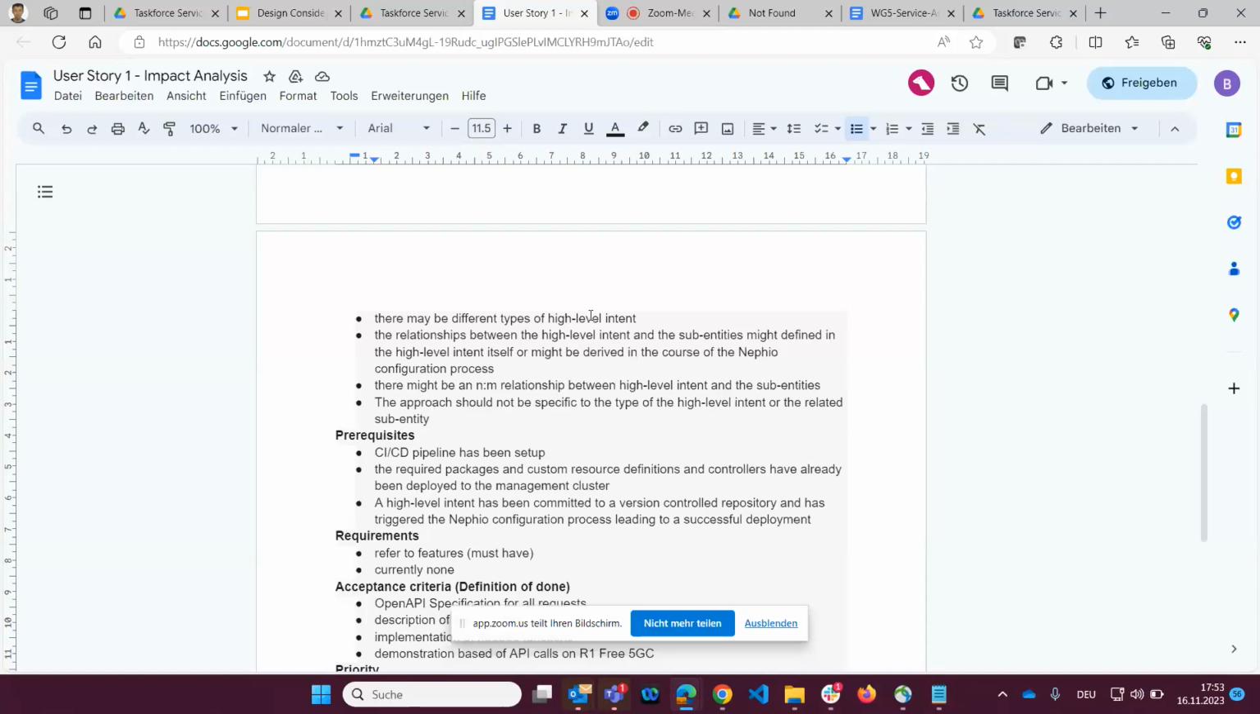Because what happens now in Kubernetes, we again have some numbers that are limited for the CRDs. And if we are going to define different high-level intents per CRD, then I think we might consume those numbers also. So that also we need to think around.